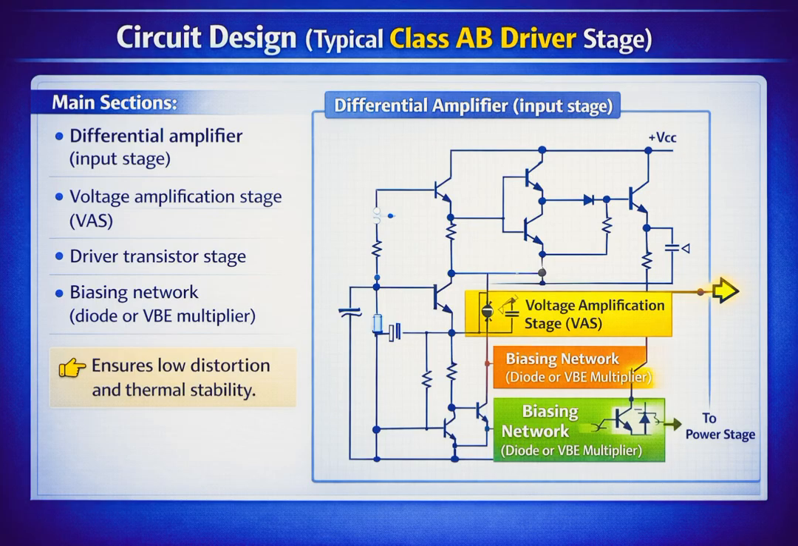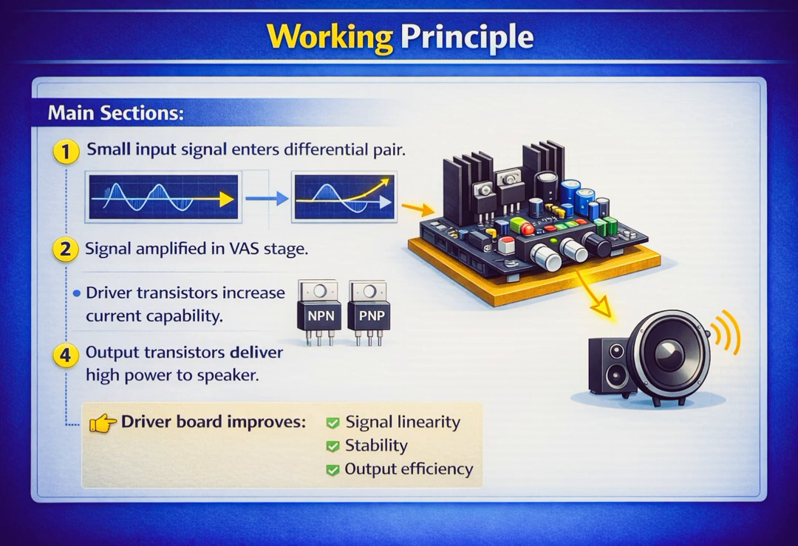Third is the driver transistor stage. This stage increases current capability so that the power transistors can be driven properly. Fourth is the biasing network. This network may use diodes or a VBE multiplier to maintain proper bias voltage. This design ensures low distortion, thermal stability, smooth signal amplification. Working principle. Now let's understand how the driver board works.